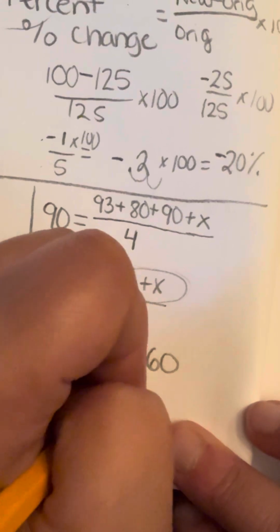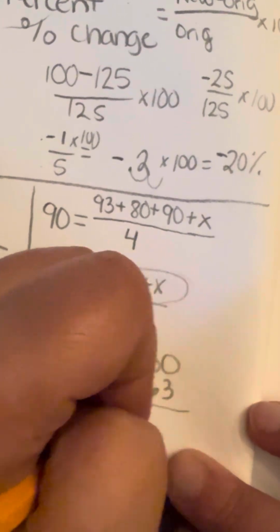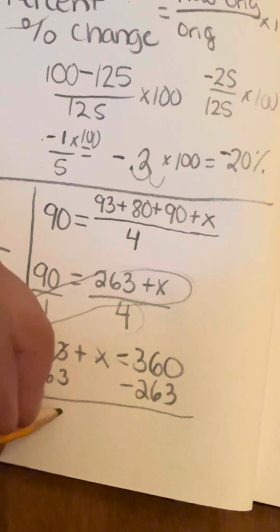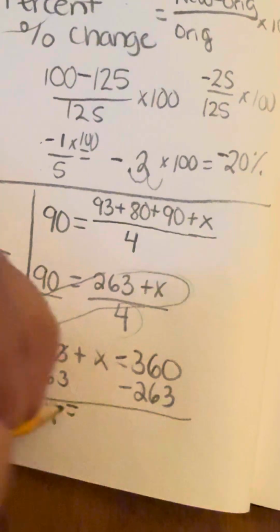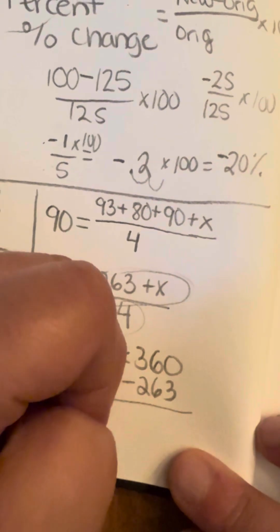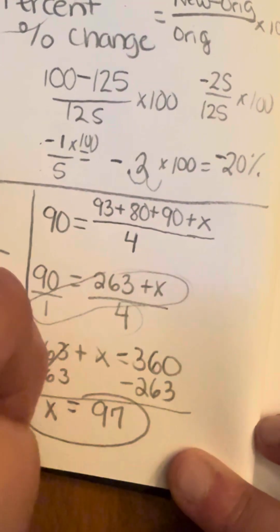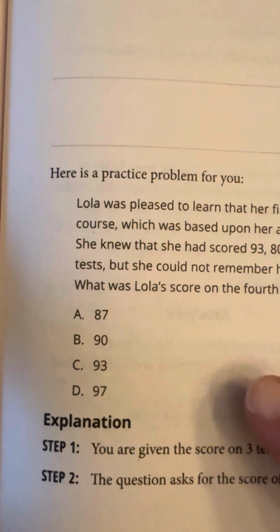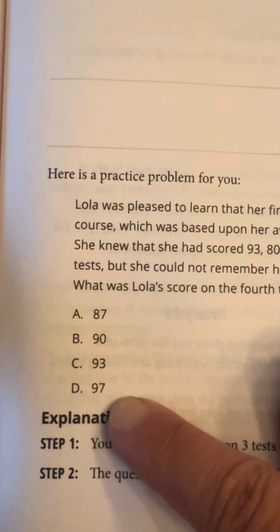Minus 263 on both sides. And then we get our answer. And we would have 360 minus 263 equals X, which gives me a total answer of 97. So that means that her missing test score was 97. And if I look at my answers, you can see that 97 is choice D, so that's the correct answer.